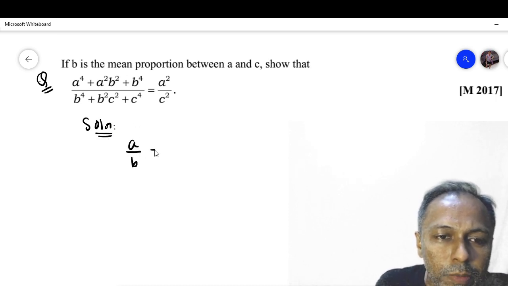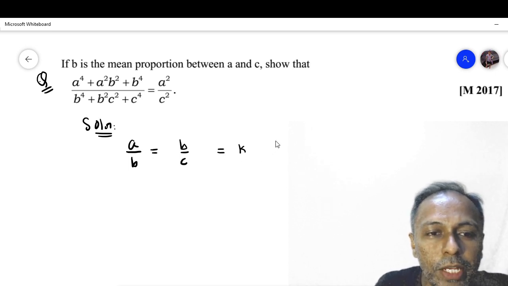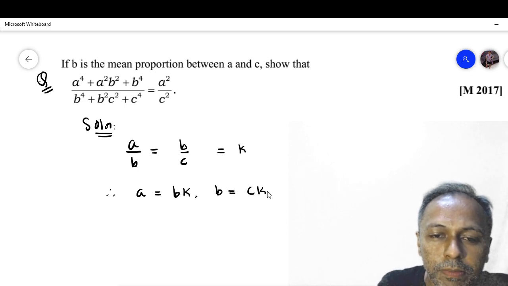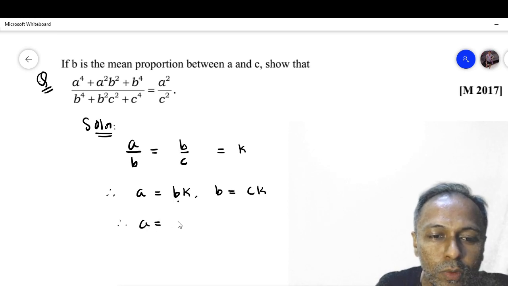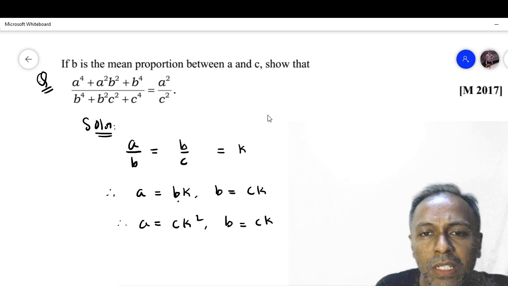It means that A upon B is equal to B upon C. We can say it is equal to K. Therefore A is equal to BK and B is equal to CK. This B equal to CK can be substituted here. Therefore A is equal to CK square and B will become equal to CK. C value will remain as C only in the left hand side. So let's start with our left hand side.